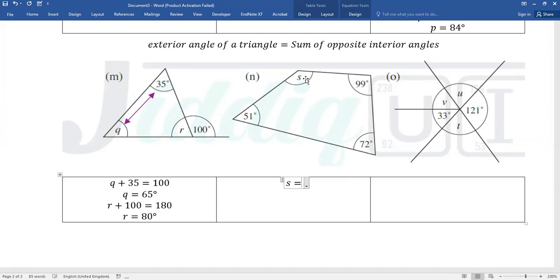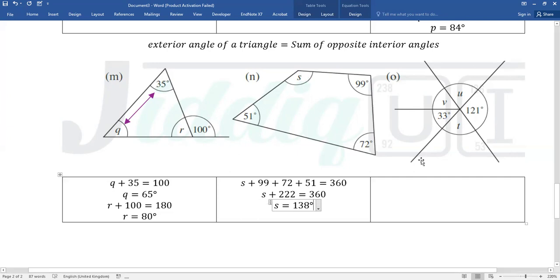So for S, first we will add all the other angles: 99 plus 72 plus 51. Yes. Learn to make these equations. 99 plus this plus 72 plus 51 is 180. Sorry, my bad. It's 360. So now S would be 360 minus 222 degrees, which is 138. I hope calculators are not being used in this one.